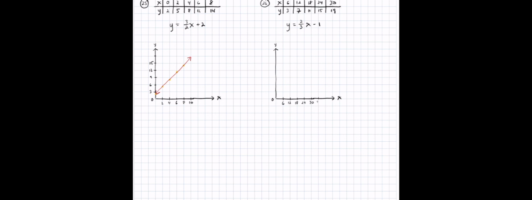So that's 30, 36, and then y goes up to 19. So I'm thinking 4, 8, 12, 16, 20. 6, 3 is roughly here. 12, 7 is up here. 18, 11 is here. 24, 15 is here. And then 30, 19 is up here. Cool. This would be the graph roughly for this linear equation.